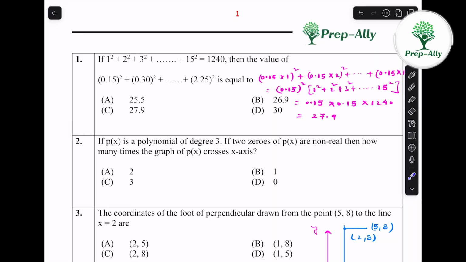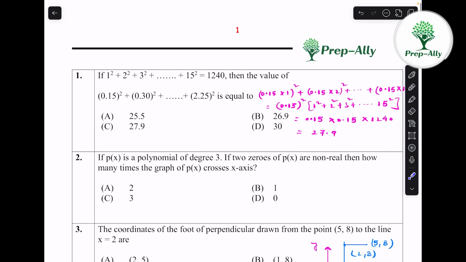See how to solve this question. The question is: if p(x) is a polynomial of degree 3, and 2 zeros of p(x) are non-real, then how many times does the graph of p(x) cross the x-axis? 2 zeros non-real means 1 zero is real. So 1 real zero means it will cross the x-axis one time.